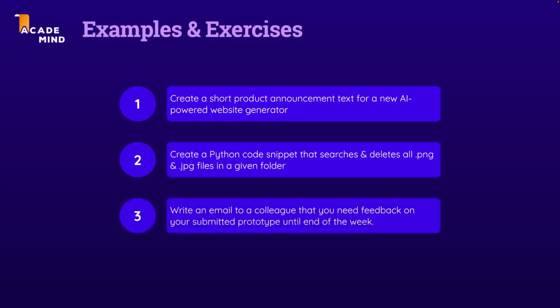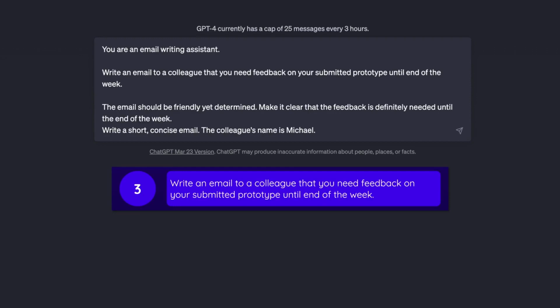Now, for the last exercise here, the goal was to create a ChatGPT prompt that writes an email to a colleague that you need feedback from. You need feedback on your submitted prototype, which you seem to have submitted to that colleague, until the end of the week. Now, for this exercise, for this task, I came up with this example prompt. Again, just one possible solution.